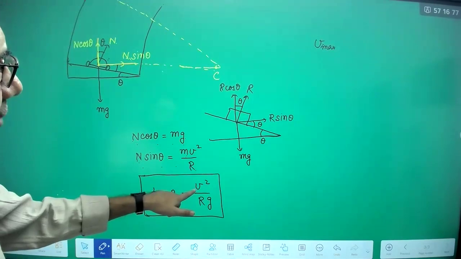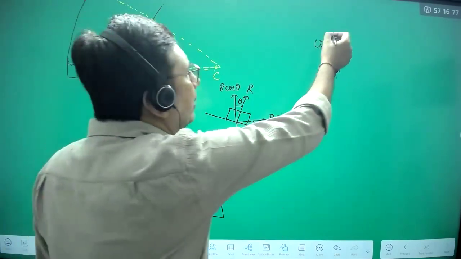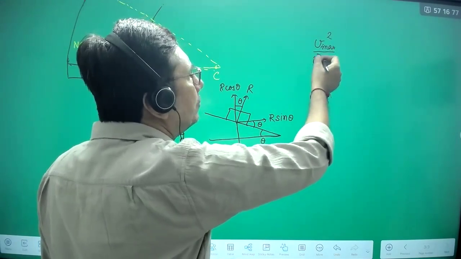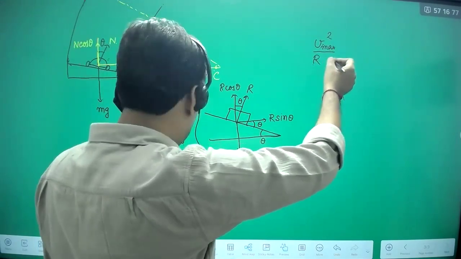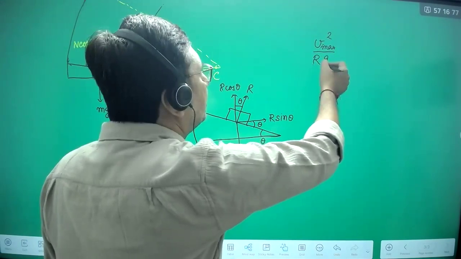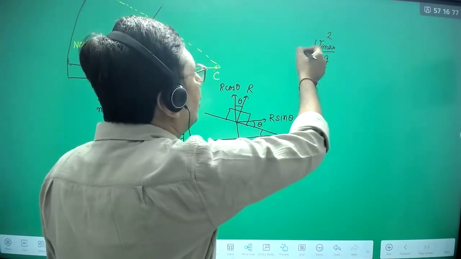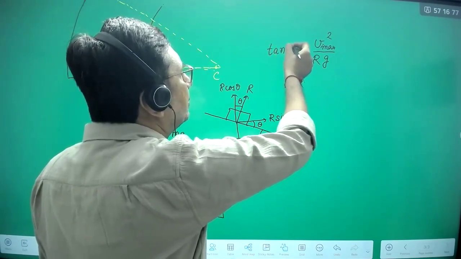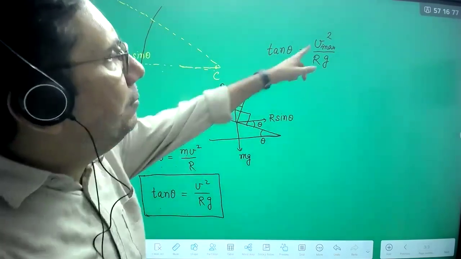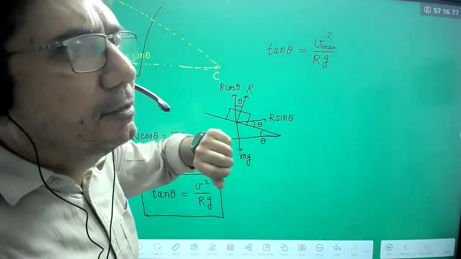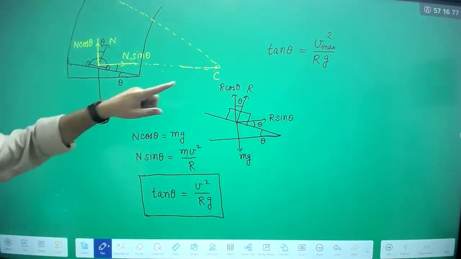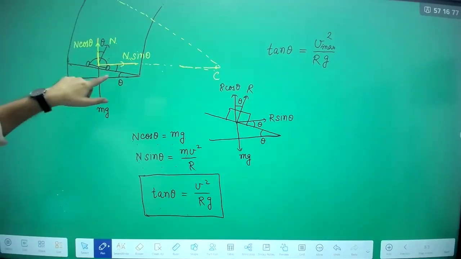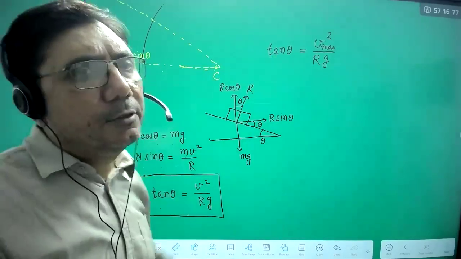So I will substitute that V max here. The radius of curvature is known to me, and this g will be there. So I can easily find out tan theta. By substituting V max here, I will find this theta. And on the basis of this theta, we are going to bank this road. When they are designing this road, this theta will correspond to this equation.